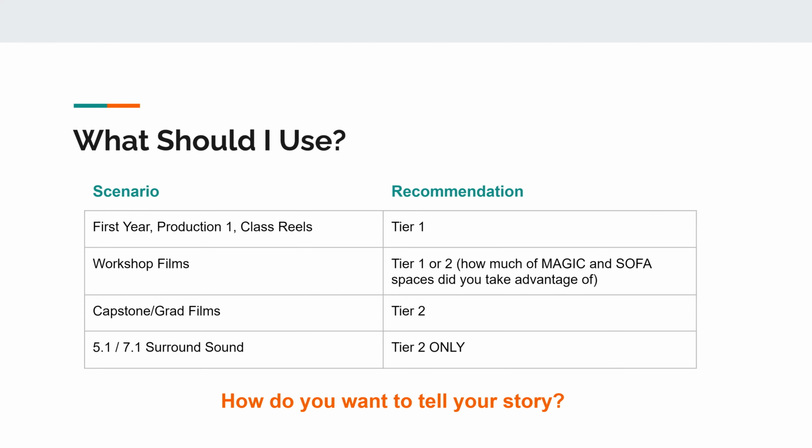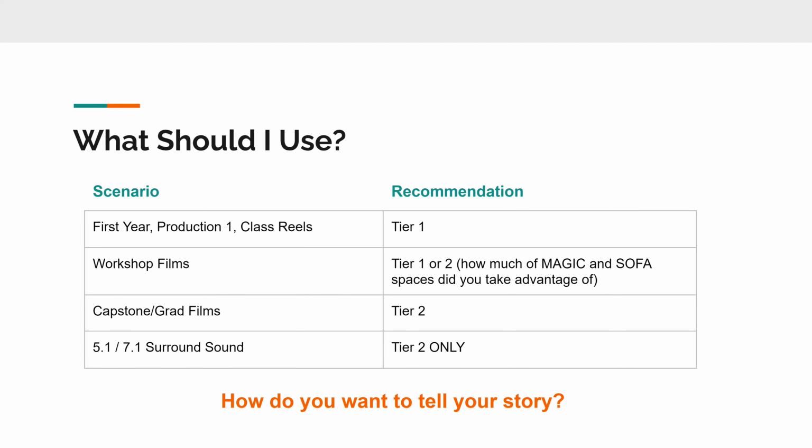All right. Like I said, what should you use? This is a good diagram. Typically, we recommend first year, P1, and class reels. For TAs, if there's any TAs watching this, we really need tier 1, but we'll work with your professors, because the submissions for those get a little weird. Workshop films, how much of Magic and Sofa spaces did you take advantage of? Did you grade on the projector? Did you go into the Sound Mix Theater?